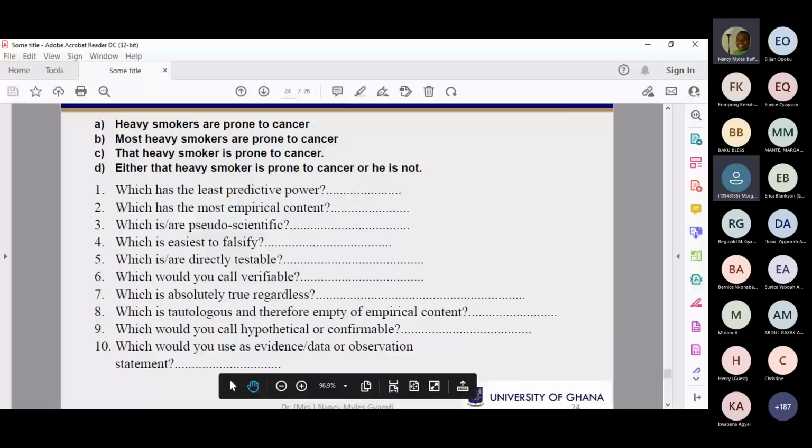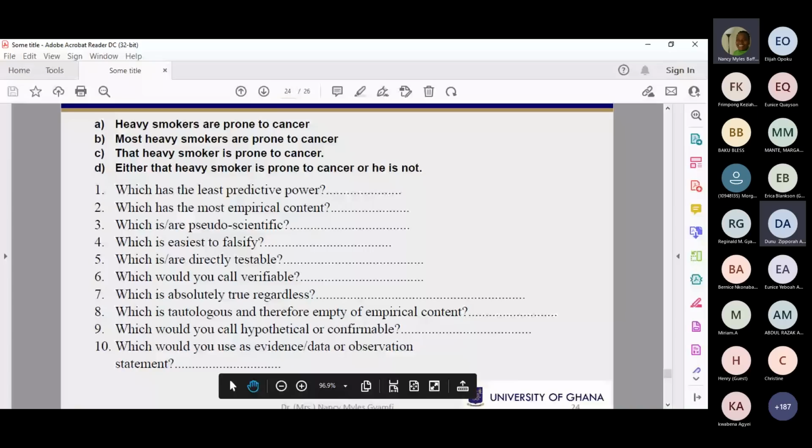Okay, so let me mute and ask my question. Don't worry, relax. Listen, I said, which of them, the 4 of them on the screen, will you use as evidence or data observation statement? Let me finish. A says heavy smokers are prone. So A is a universal generalization, or better still, law-like generalization. B is a statistical generalization. C is a verifiable statement. D is a pseudo-scientific statement. That is what you see on the screen there. So I'm asking you, which would you use as evidence?